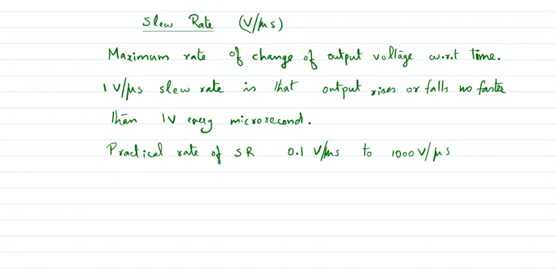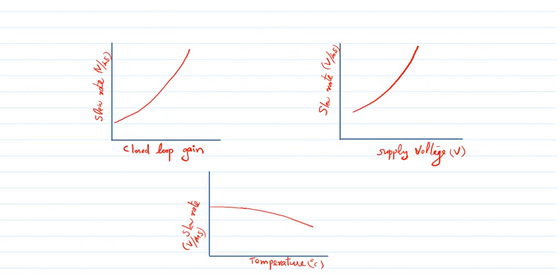Now we will see the changes in slew rate with closed loop gain, supply voltages, and temperature. That is shown in the next picture: closed loop gain versus slew rate, supply voltage versus slew rate, and temperature versus slew rate. In the graphs, when the closed loop gain increases, slew rate also increases, and when the supply voltage increases, slew rate also increases. So closed loop gain and supply voltage are directly proportional to slew rate.